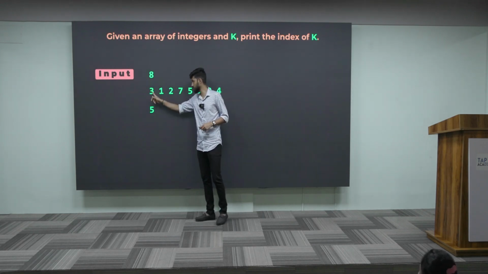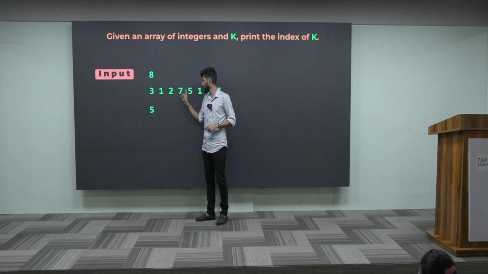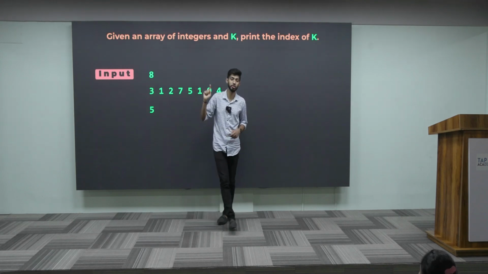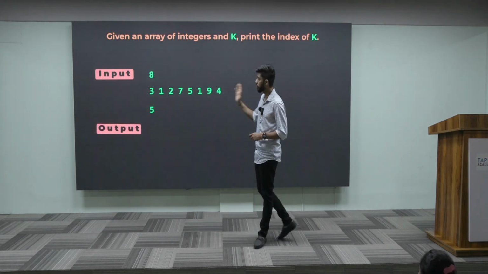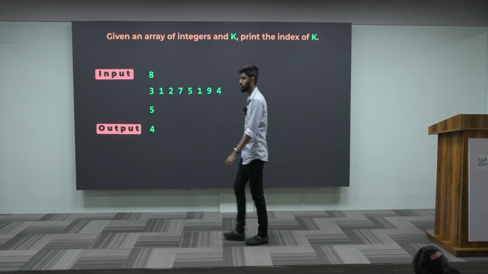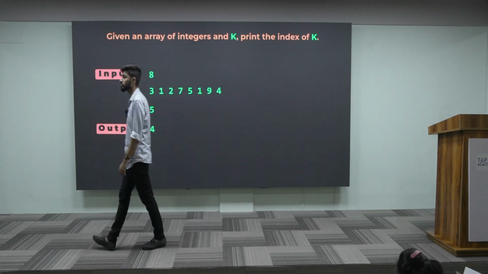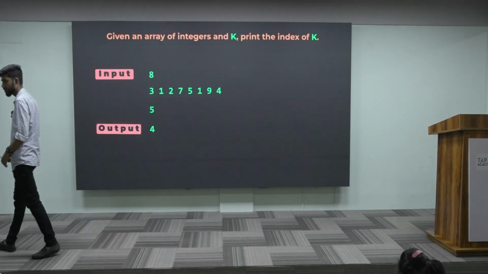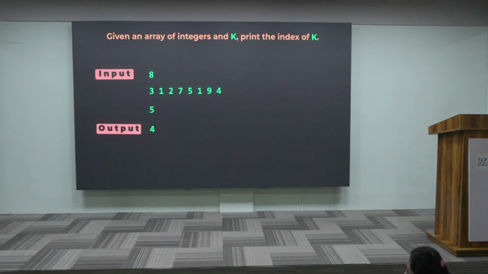So in which index is it present? 0, 1, 2, 3, 4. So the output of this has to be what? 4. So the output is 4 in this case. Is the question clear to everyone? Please write. Yesterday you solved it. Good. Solve it now.